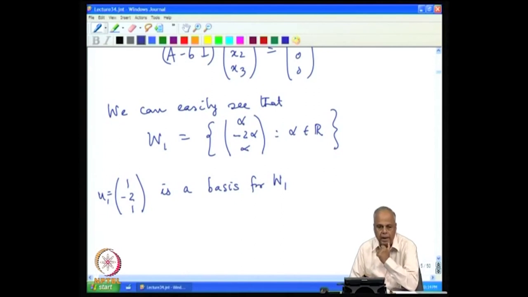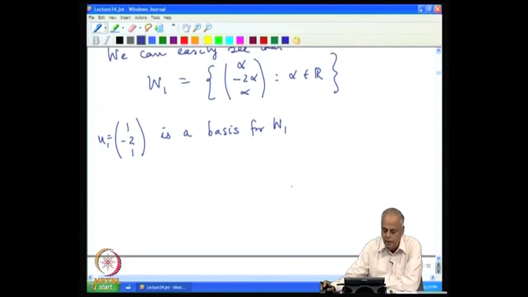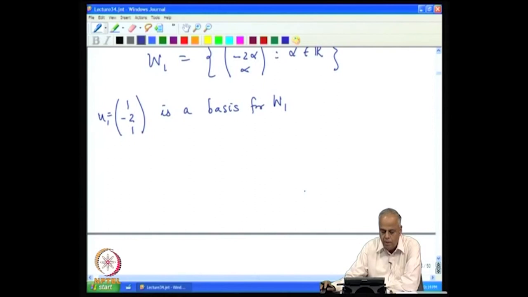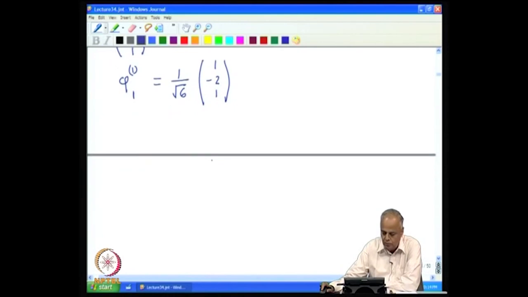and the way we treat the eigenvectors for a Hermitian or a real symmetric matrix is always with orthonormal eigenvectors. So, any non-zero vector in W1 is an eigenvector, U1 is an eigenvector, but it is not normalized to 1. So, we normalize it, and that is the eigenvector corresponding to the eigenvalue, and there is only one eigenvector because of algebraic multiplicity 1. So, we divide by its length, which is square root of 6, and we get the eigenvector corresponding to the eigenvalue lambda 1 equal to 6.